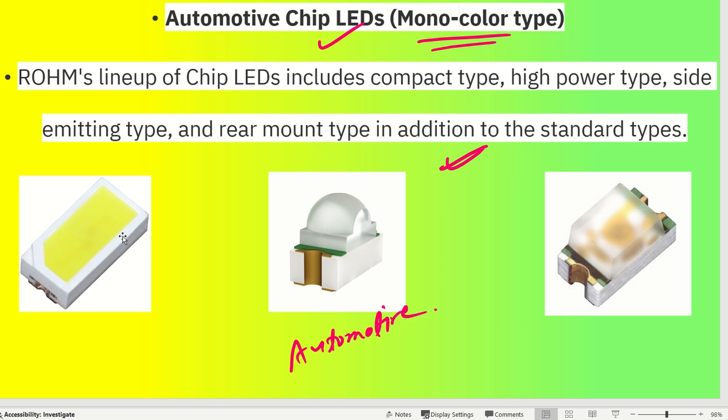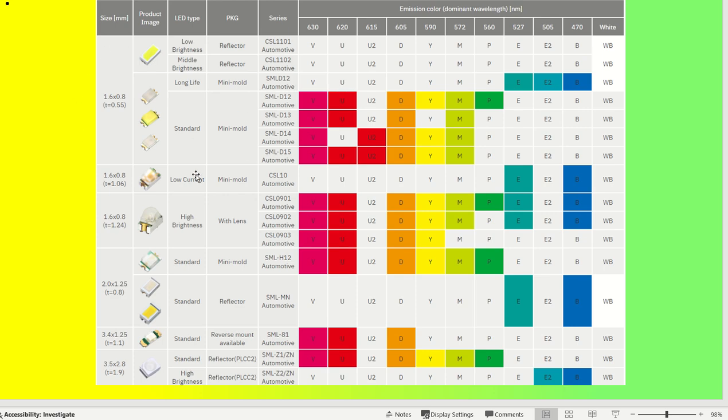The three figures I have shown you: here it is flat type, here it is molded type, and here it is a slightly diffuse type. As you can see, there is a wide range of LEDs shown here with different sizes and different LED types. If you see, we have categorized them as low brightness, middle brightness, long life, standard type, low current type, and high brightness type. Understood? Each of the categories will have different colors as well, whether you need violet, red, green, yellow or magenta, whichever color is needed can be selected from this table.